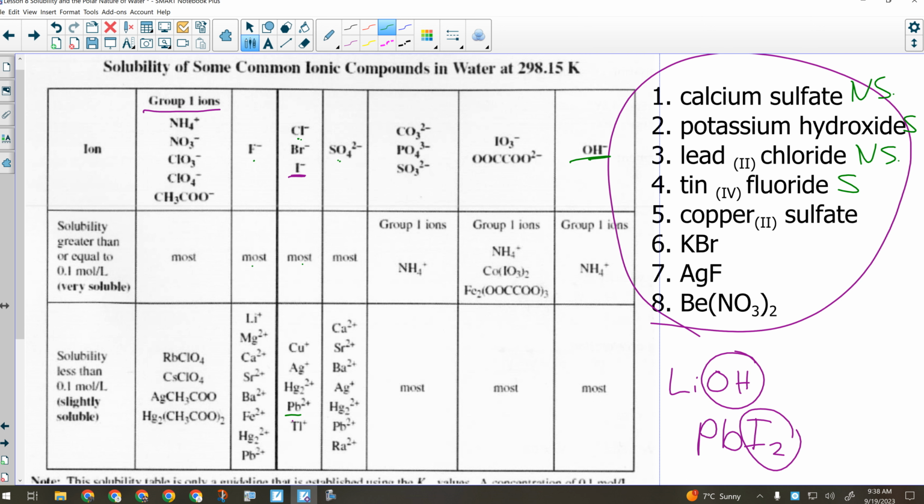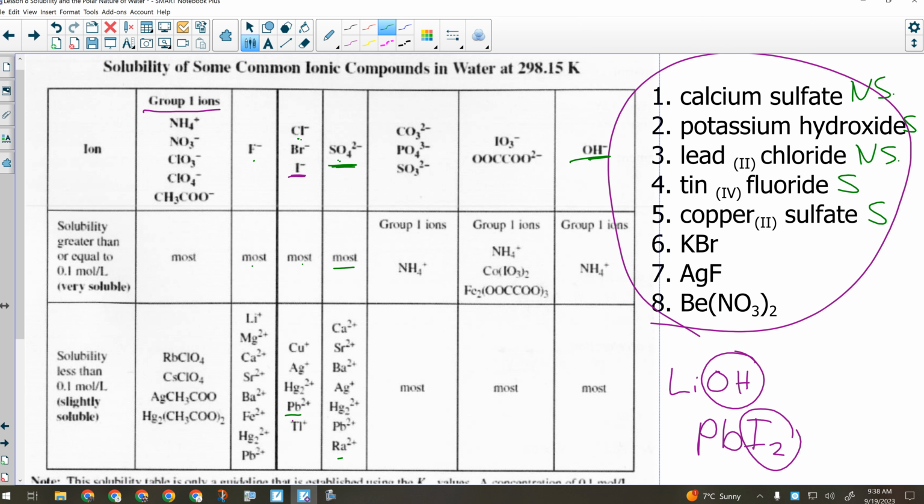All right, then we got copper 2 sulfate. So sulfate is right here, okay, soluble with most things. And I do not see copper listed down here with the not soluble stuff. So this stuff would be soluble.